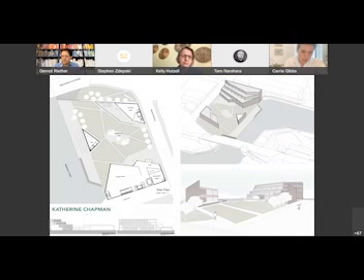So this is a project by Kate. She did a really amazing job. I think one of the complexities of the site, which I really liked, was that it has multiple approaches. And so designing a building that feels like an urban building, but at the same time responds to multiple frontages and considers how people would really arrive to this building was really a challenge. And I thought she did a really beautiful job of resolving a lot of complex issues.